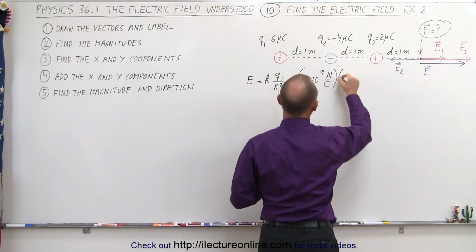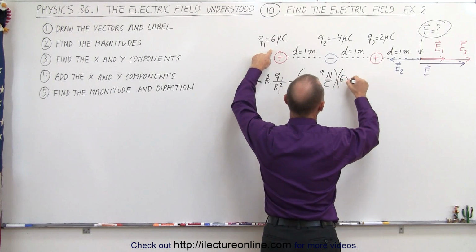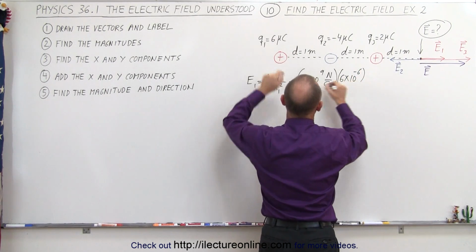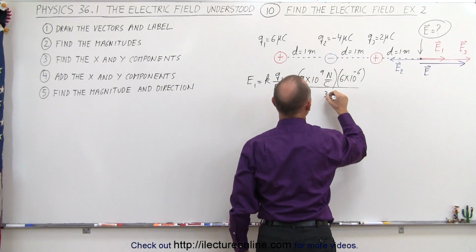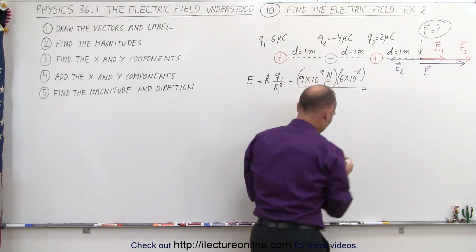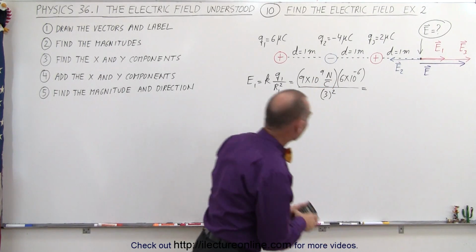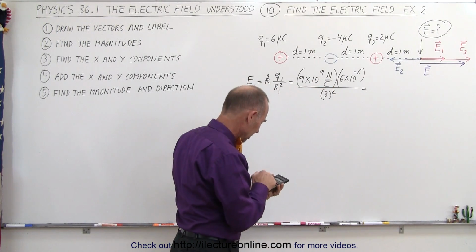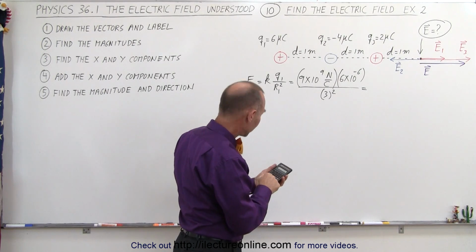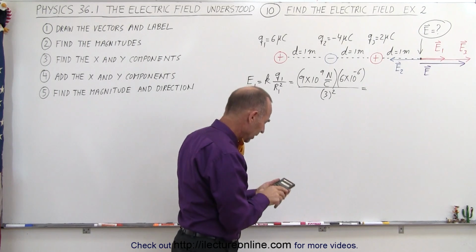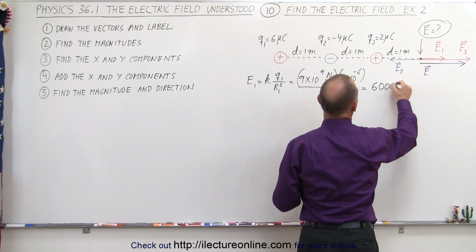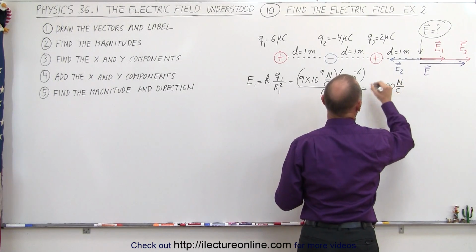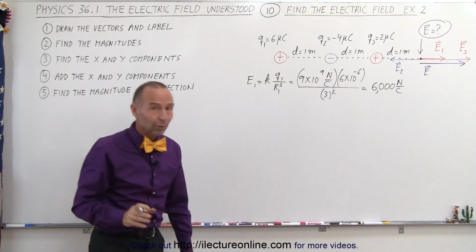Q1 is going to be 6 microcoulombs, 6 times 10 to the minus 6. And then the distance, that's a total of 3 meters away from the point. So it would be 3 meters squared. And so let's see what we get for that electric field magnitude. 9 times 10 to the 9th times 6 times 10 to the minus 6, divided by 9 equals 6,000 newtons per coulomb. Okay, now let's do it for E2.